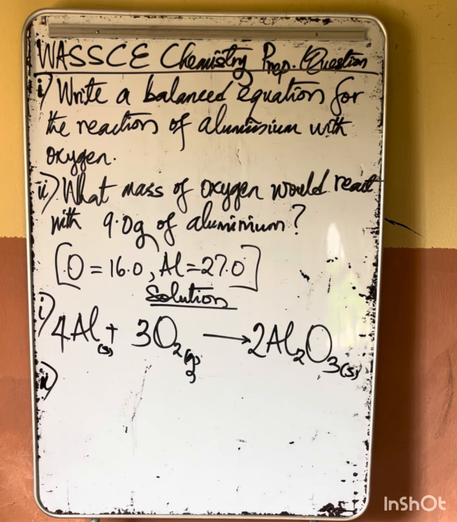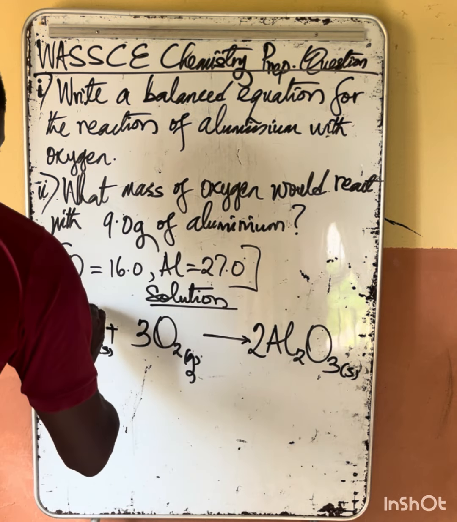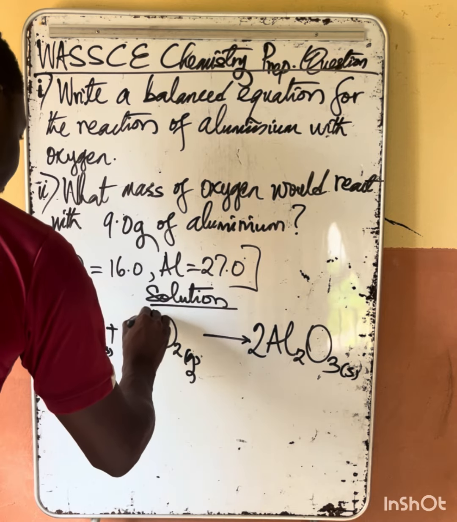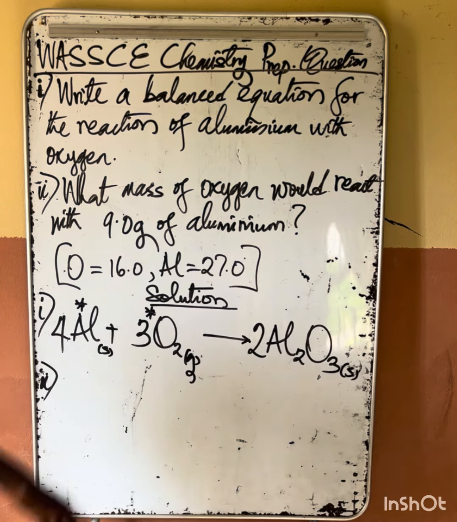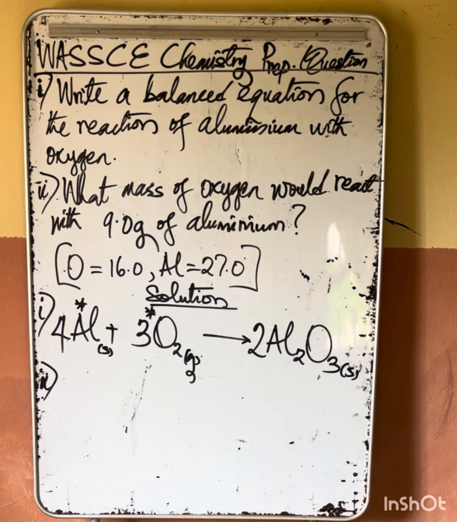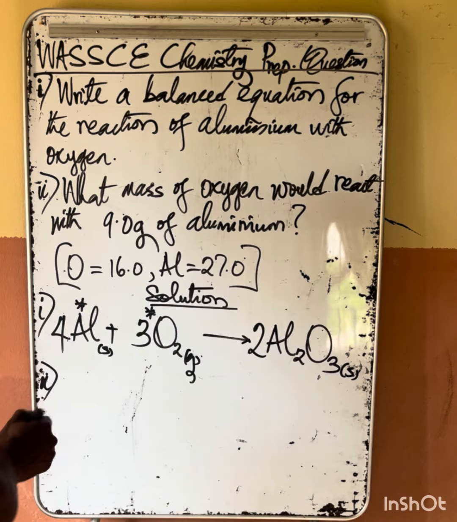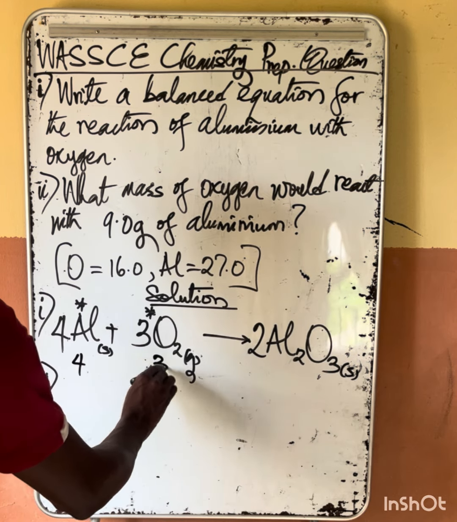What mass of oxygen would react with 9.0 grams of aluminium? So our comparison is between aluminium and oxygen. Remember there are 2 parts to interpreting stoichiometry. One part is the data from the balanced chemical equation, and the other part is the data from the question. So let's go. From the balanced chemical equation, we have the mole ratio here is 4:3.